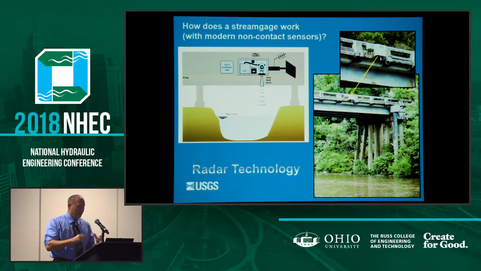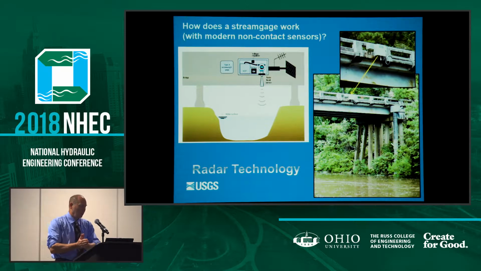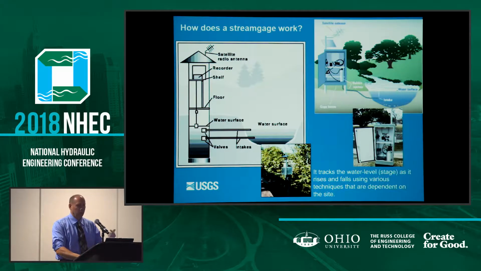So this slide here shows a more updated, or better, I don't want to say better sensor, but a different sensor. This is what we call a radar or a non-contact stage sensor. Basically it just goes by time of travel. There's no silver bullet, okay? There's no silver bullet when it comes to sensing stage. Go back to my previous slide here. We have these lines that go in the river.